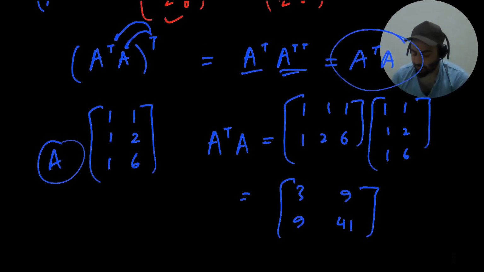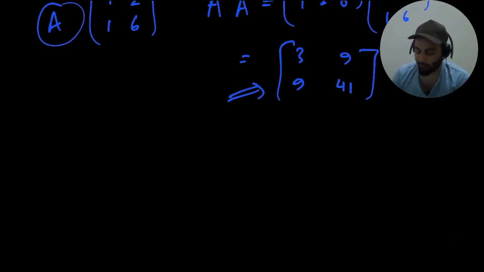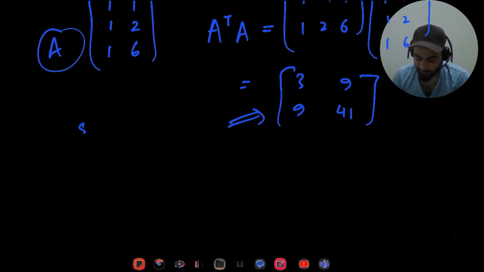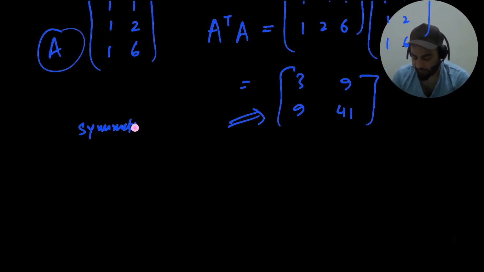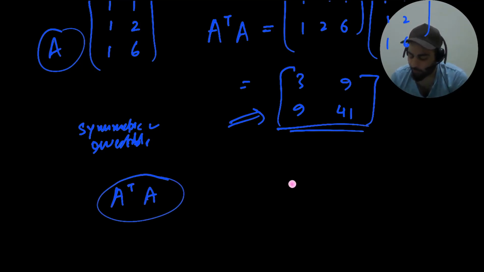Okay, so do you see that this is a symmetric matrix? One more thing I'll tell you: this matrix is symmetric, and on top of that, if it is invertible, basically the inverse exists. So how will the inverse exist? For this A transpose A, take the word from me, the inverse will exist if all the columns in A are independent.